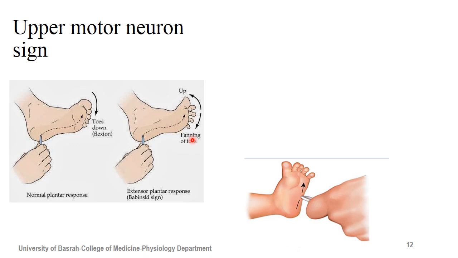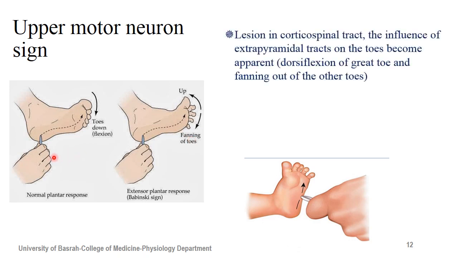النورمال reflex شنو يصير عندنا إذا corticospinal tract intact and we have no problem in the corticospinal pyramidal tract? The normal response اللي راح يصير عندنا شنو؟ As you can see on the left side of this image. When you perform a scratching, the response الطبيعي راح يصير flexion of all toes. Down flexion وadduction، يعني يصير عندنا flexion وتقارب بين التوز.